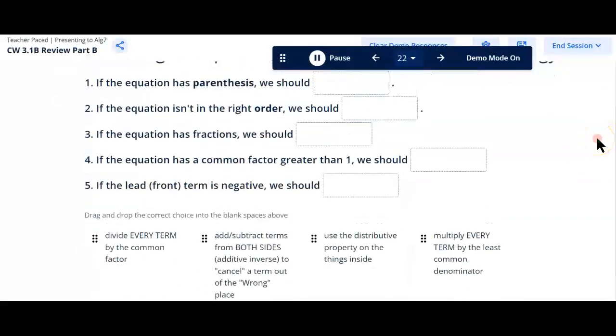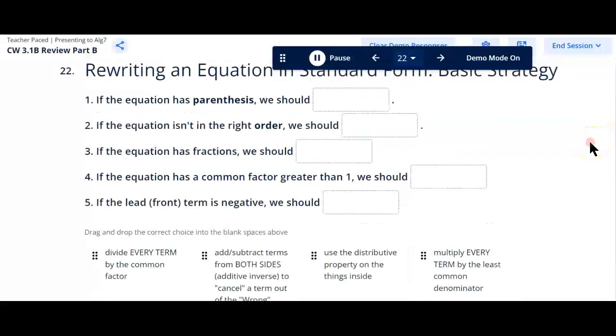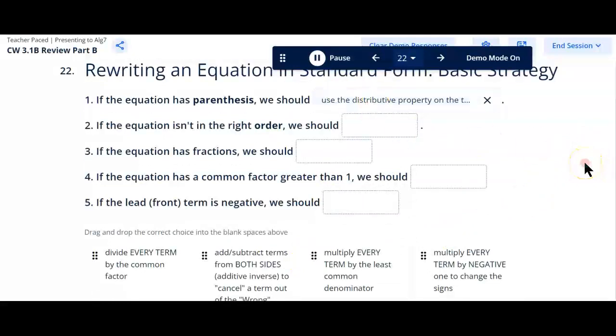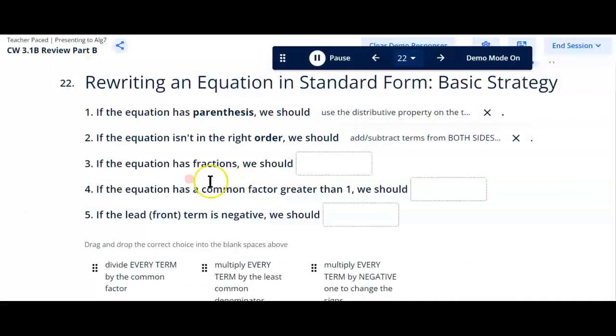If an equation has parentheses, what do we do to deal with a problem with parentheses? Susanna? Distributive. We use the distributive property. So that's the first thing we do, and this order is intentional. If an equation is not in the right order, this is the next problem we deal with. Someone else, what do we do if the equation's not in the right order? Sophia? Like cancels, so like add and subtract. Yep, we add and subtract.